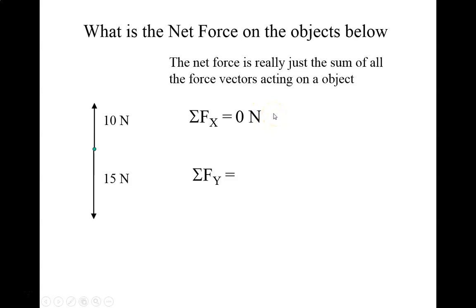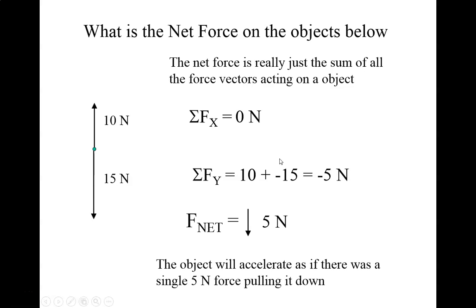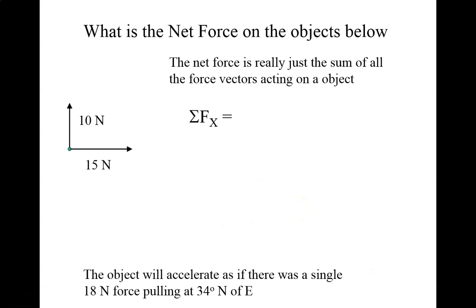The sum of the forces up and down is not going to be 0. It's going to be 10 minus 15. We're going to have a net force of negative 5 newtons. So the net force is minus 5 newtons down. So it would behave as if there was a 5 Newton force pushing down on it. Those two forces could be replaced by one force and it would have the same net effect.